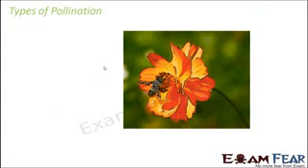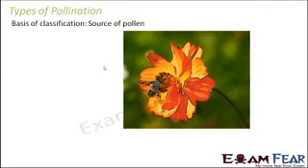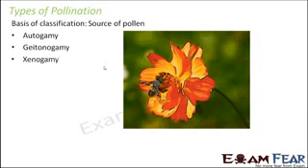So let us look at the different types of pollination. Pollination is divided into three types based on the source of pollen, that is, from where the pollen is received. So there are three types: autogamy, geitonogamy and xenogamy. These are the three types of pollination. Let us try to understand each of them.